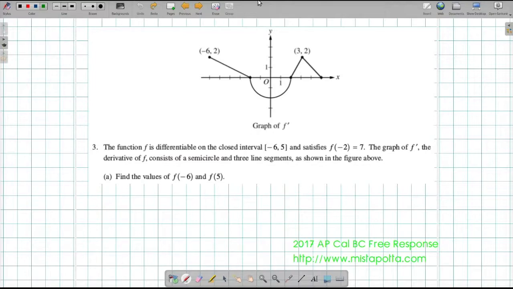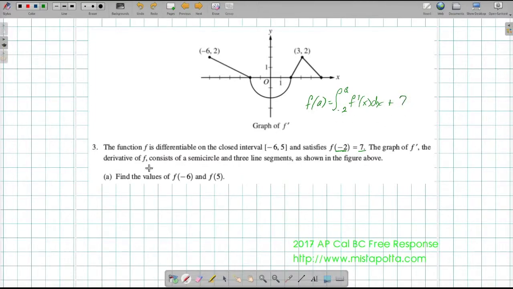Alright, so on to question 3. This question 3 says the function is differentiable in the closed interval and satisfies that f of negative 2 equals 7. The graph of f prime is given above, and they want us to find f of negative 6 and f of 5. Now to work this problem, we're going to use the idea that I can say that f of a particular value is going to be equal to the integral from negative 2 to a of f prime of x dx plus, since f of negative 2 is 7, I can just add 7 to it.